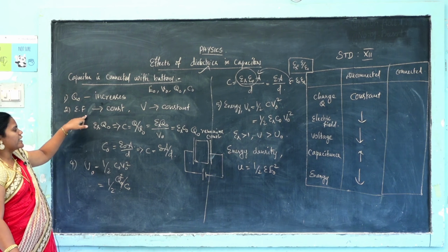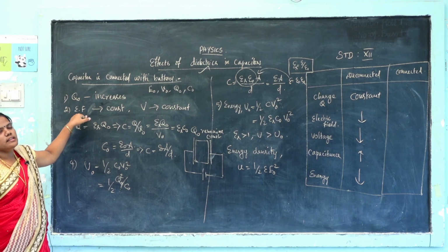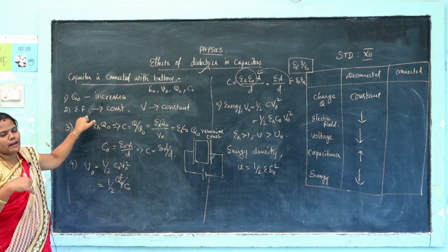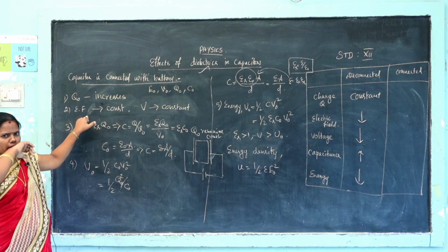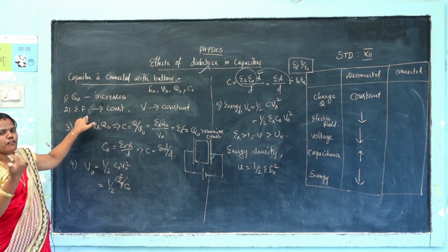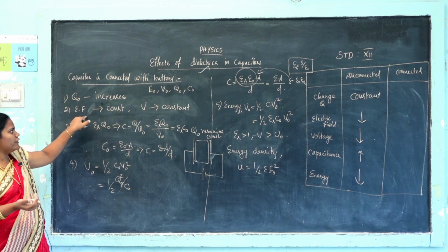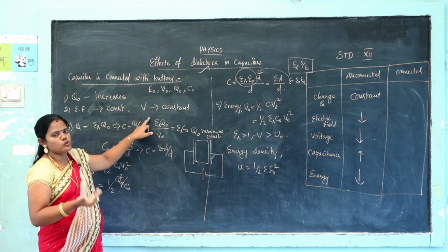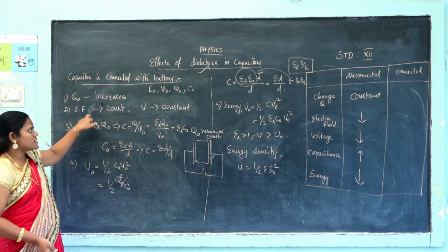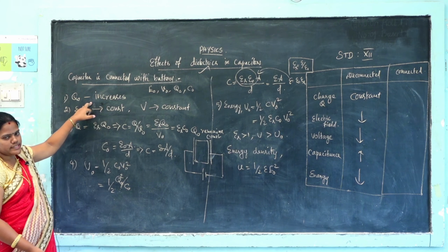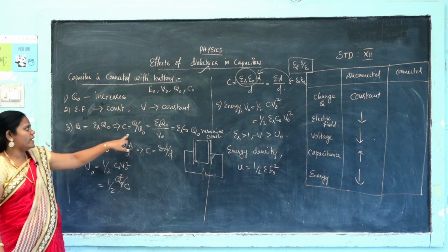First, the electric field is constant. Why? With the battery connected, the electric field flows continuously from one plate to another, so the electric field is constant and the voltage is also constant. So electric field constant, voltage constant, Q increases. Q increases, so you have to calculate the capacitance.